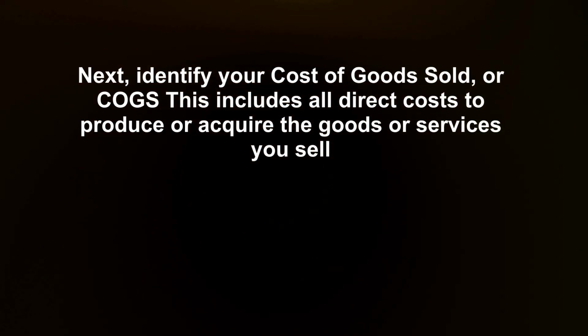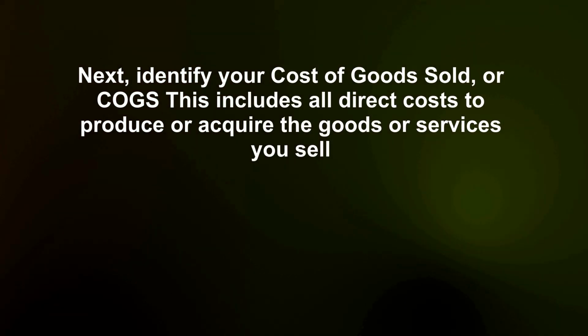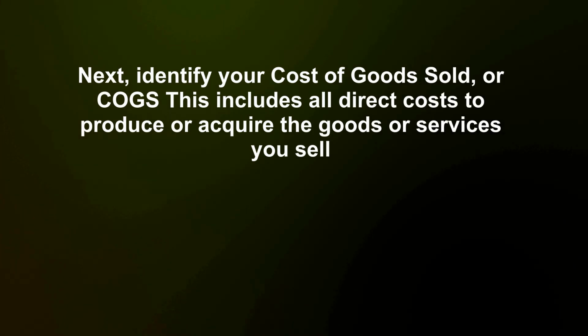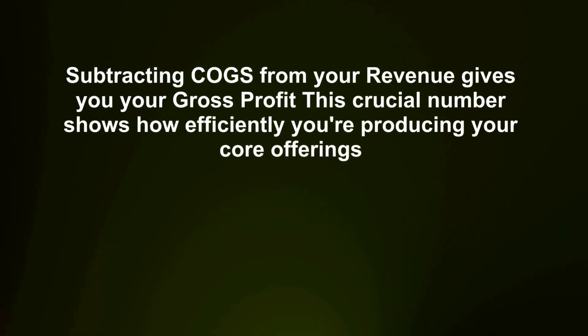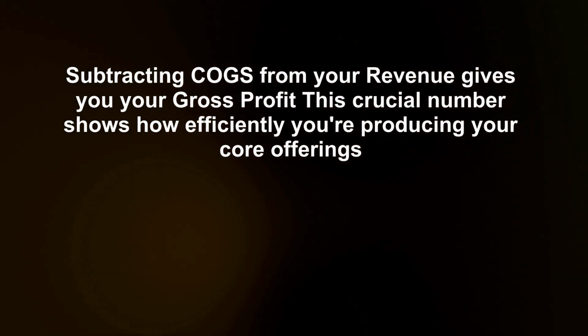Next, identify your cost of goods sold, or COGS. This includes all direct costs to produce or acquire the goods or services you sell. Subtracting COGS from your revenue gives you your gross profit. This crucial number shows how efficiently you're producing your core offerings.